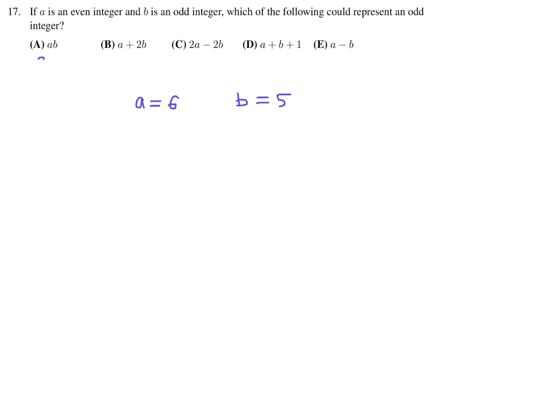A times B is 30. A plus 2B is 10 plus 16. 2A minus 2B is 12 minus 10, which is 2. A plus B plus 1 is 12, and A minus B is 1. Which one of these is odd? I think it's this one. So number 17, the answer is E.